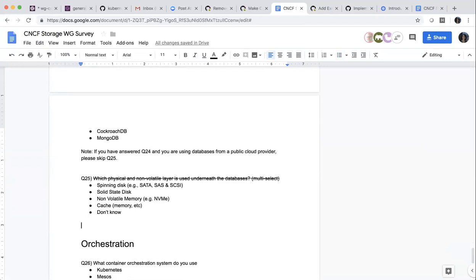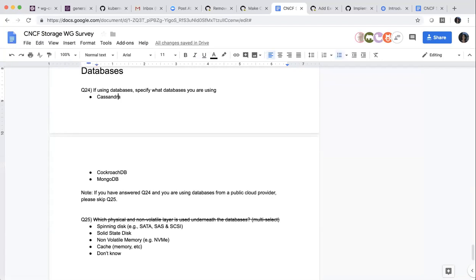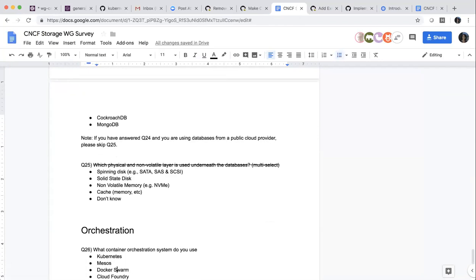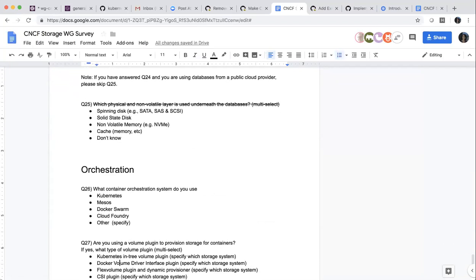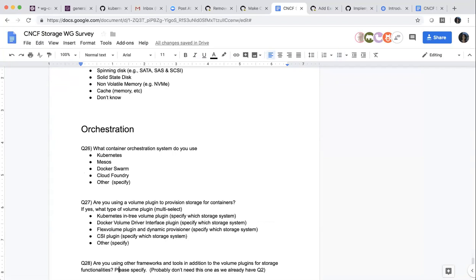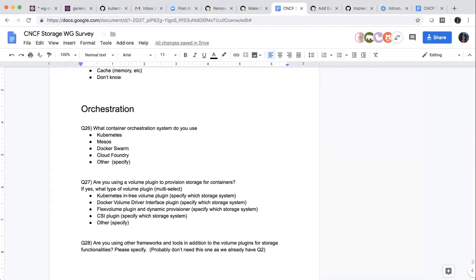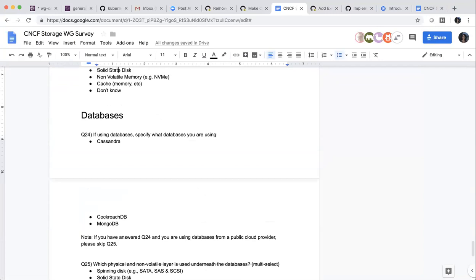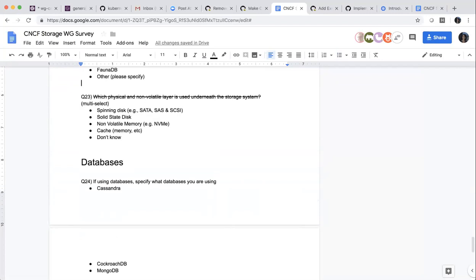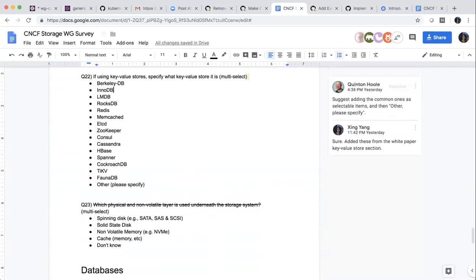Maybe we should add some questions in here. We do have this orchestration section about Kubernetes, or what container orchestration system do you use. We do have those sections here, and then some questions about plugins. But on 24, are we trying to understand where people are? I think we can find out the popularity of databases in a limited way. Are we trying to understand if they're being used in cloud native ways or what? We're going to send this question to the CNCF end user group, right? So we assume they are using them in the cloud-native way, or how do you phrase those questions?